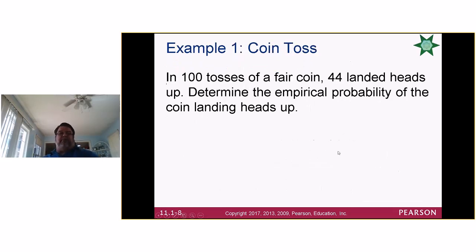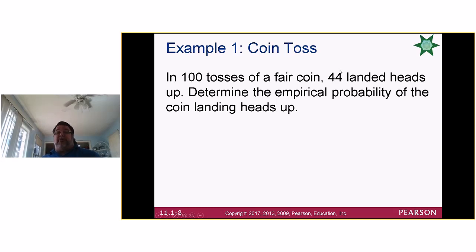Okay, here's an example. In 100 tosses of a fair coin, 44 landed on heads. What is the empirical probability? Why is it empirical? Because you are tossing the coin. It says in 100 tosses, and they're giving you how many times out of the 100 it is.